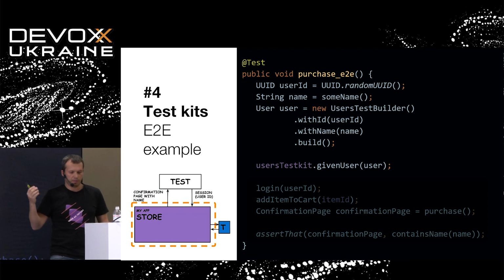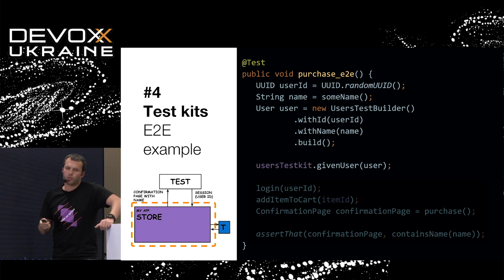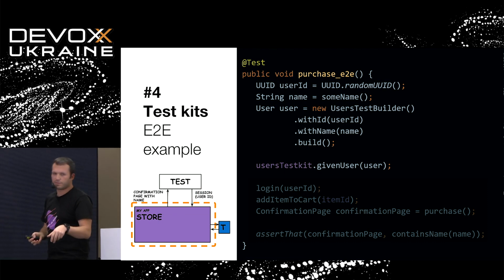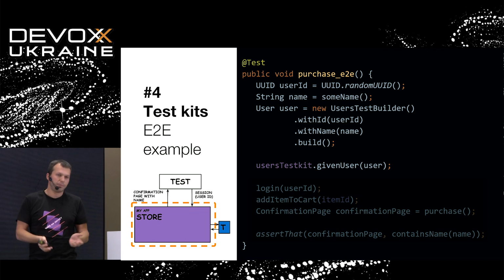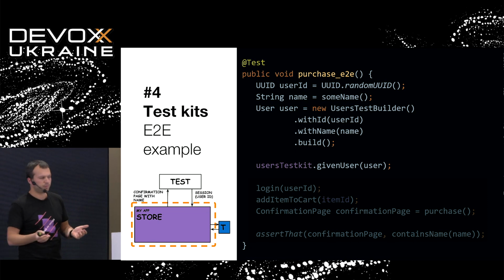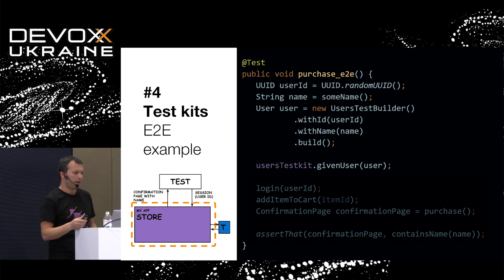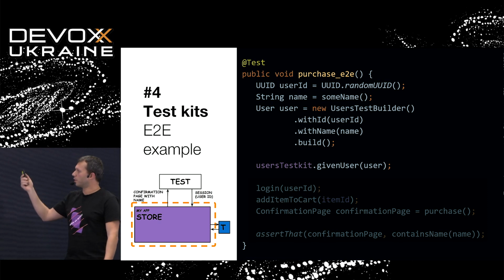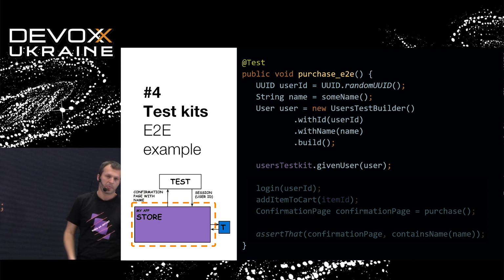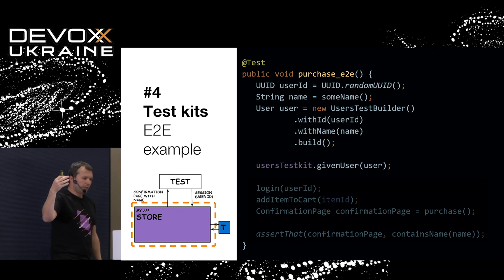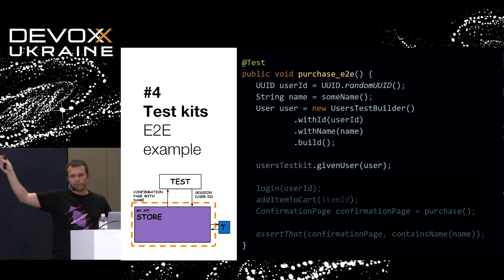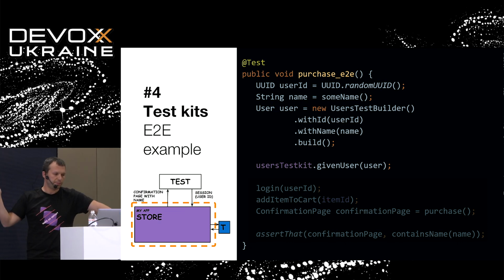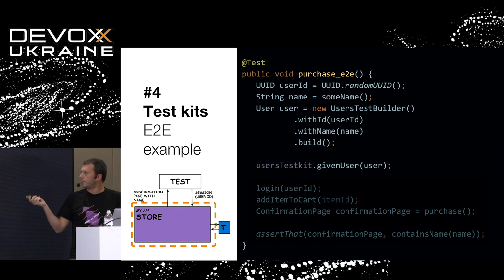In the test doubles approach, we had to understand what each and every one of these 50 fields means, and put some defaults that I'm not sure are correct. In this approach of the test kit, we put what we care about, which is the user ID and the name in this case, and the test kit provider will fill it with defaults for all the other fields that we don't care about. So we get this builder, we build the user, we set it up, we set given the user.